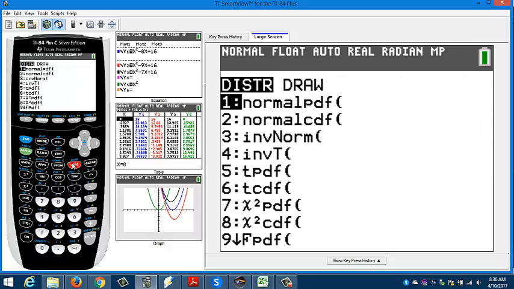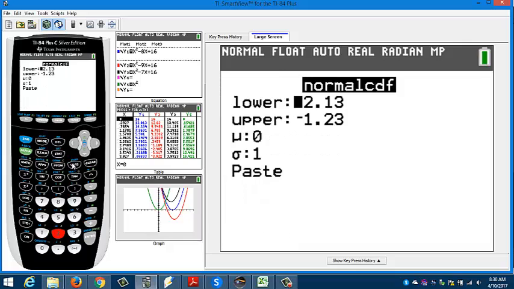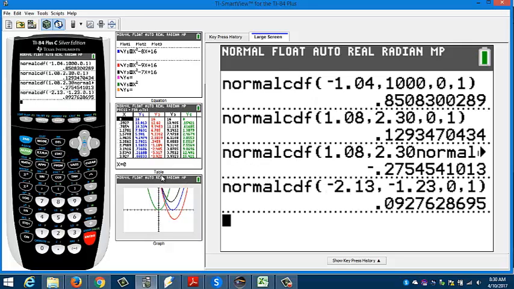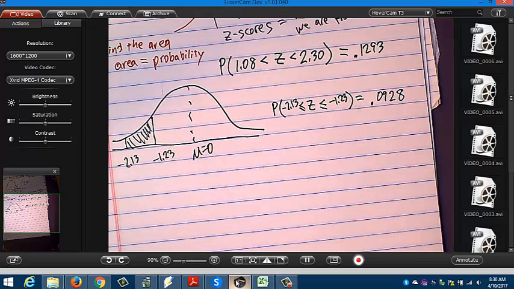Okay, we go to that normal CDF menu. Does that look right now? I think so. Paste it in. Enter. Yeah. Anybody else get that? So under 10% of the area, right? This would be 0.092. If I round, I'd say 0.0928, right? So about 9% of the area would be between these z-scores.